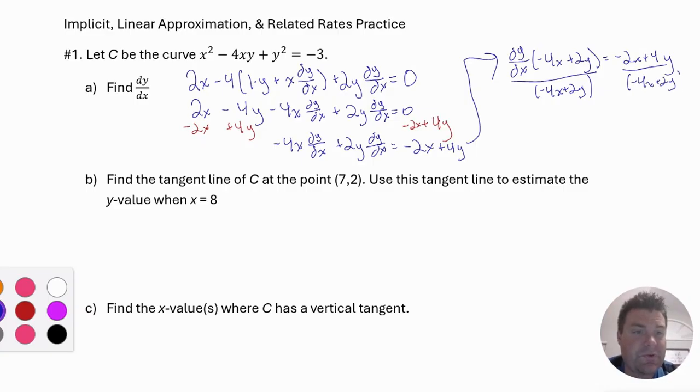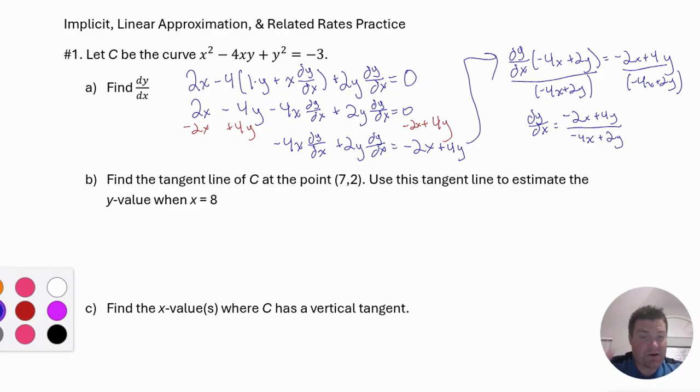I'm sure y'all love watching me write the exact same things over and over again. But as a final answer here, well, maybe not final answer, we can clean this up just a bit. We're going to get this ratio of negative 2x plus 4y all over negative 4x plus 2y.